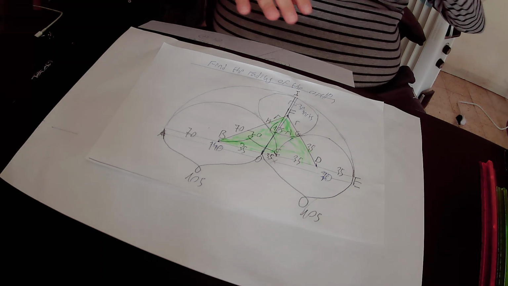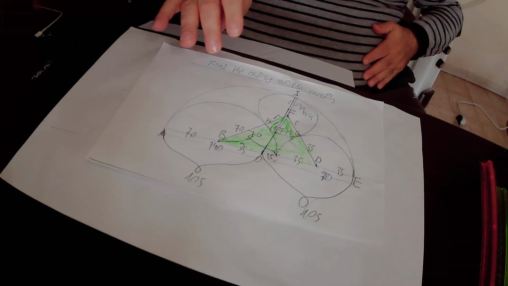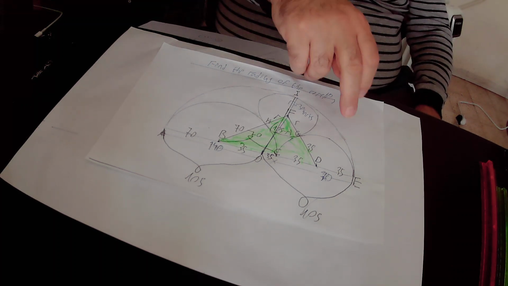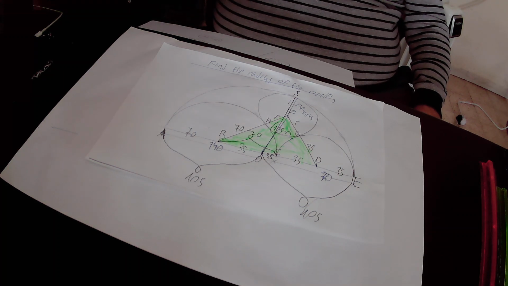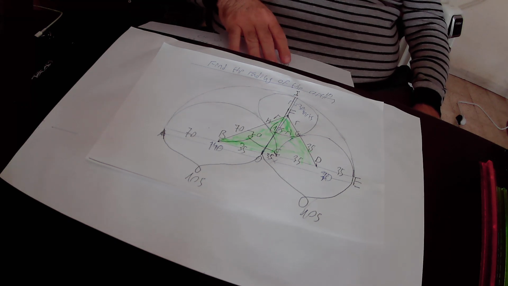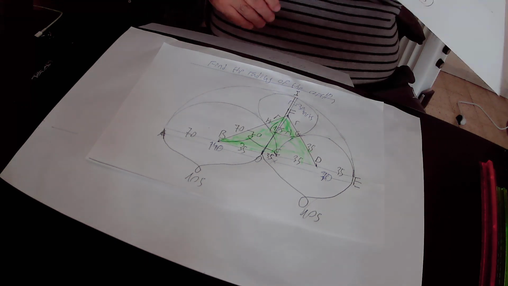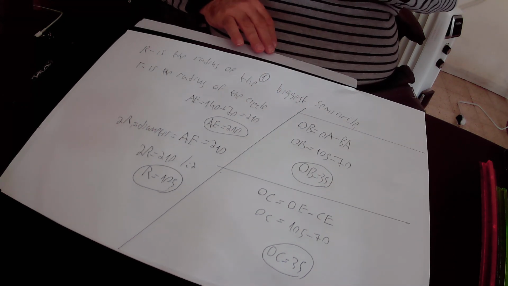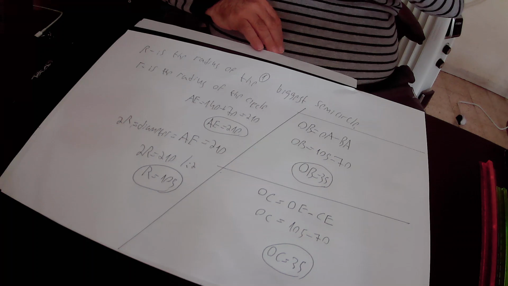We define the relevant points with letters, and we define the radius of the biggest semicircle as capital R, and the radius of this small circle as small r. That is the radius that we are looking for. I repeat again, capital R is the radius of the biggest semicircle, and small r is the radius of the circle that we are looking for.